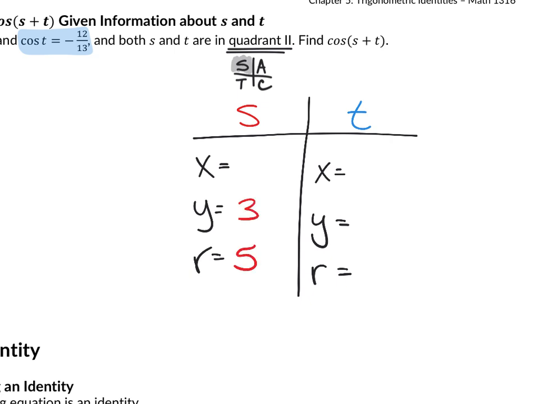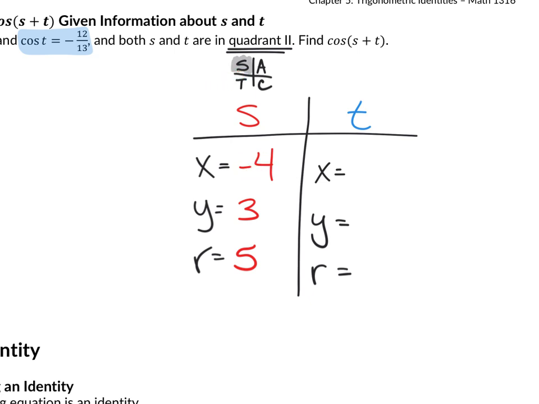Y over r. So I know that for s, the y value is 3, the r value is 5. Now we can quickly figure out what x is. Do y'all know what the value is? This is a Pythagorean triple, which is why I'm saying it should be quick. It's 4. Now specifically, since this is in quadrant 2, that is a negative x value. I know this because x would have to be negative to come on this side of the y-axis. So I know that this is negative.